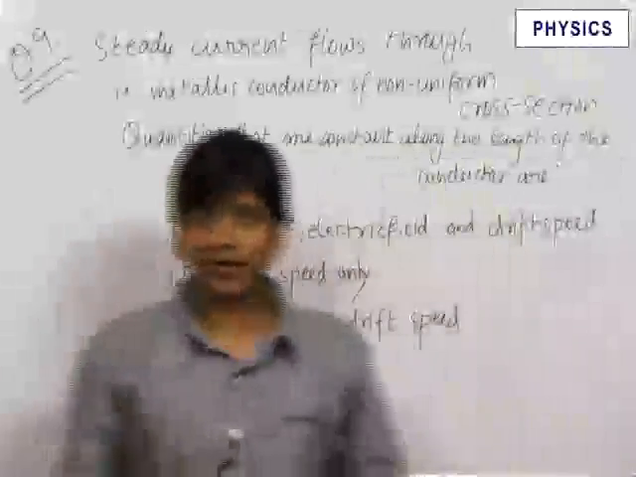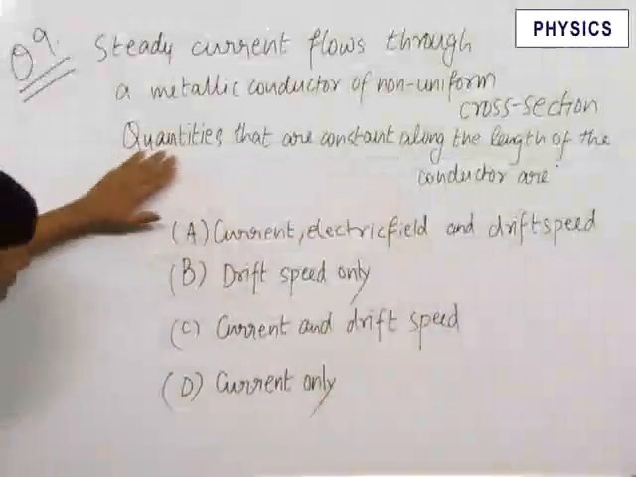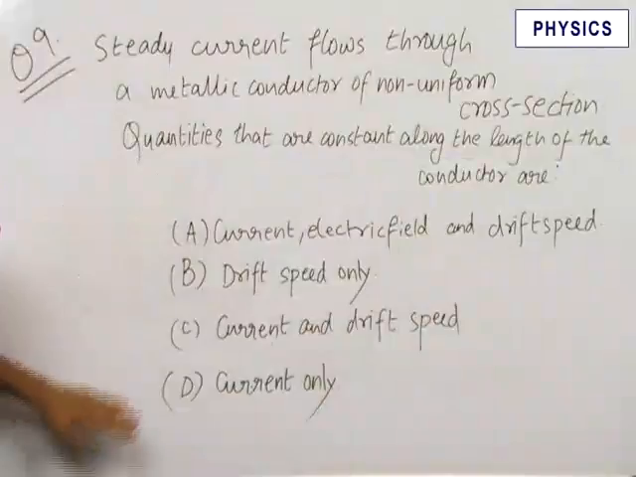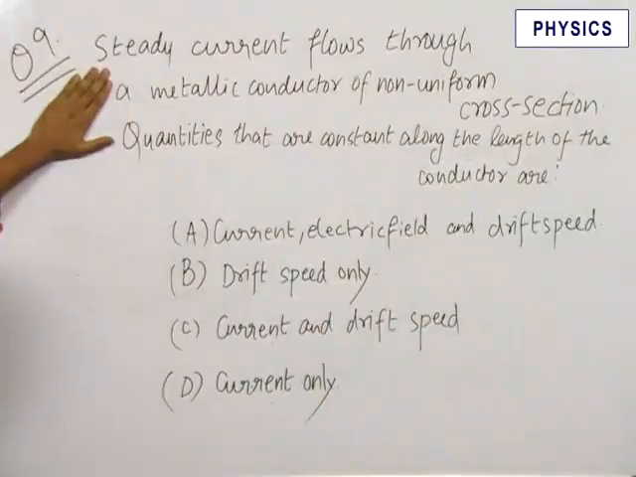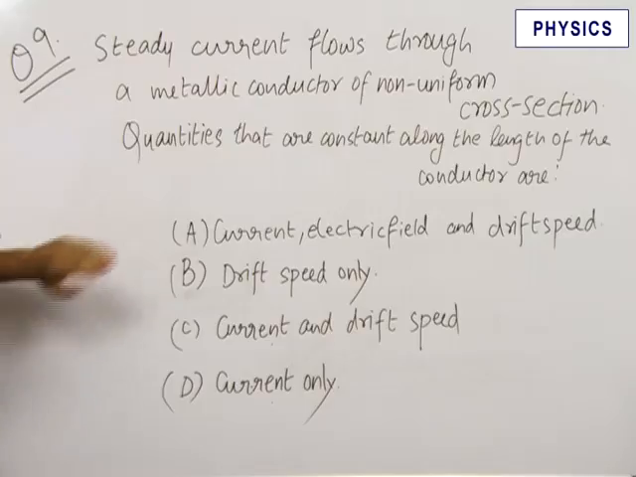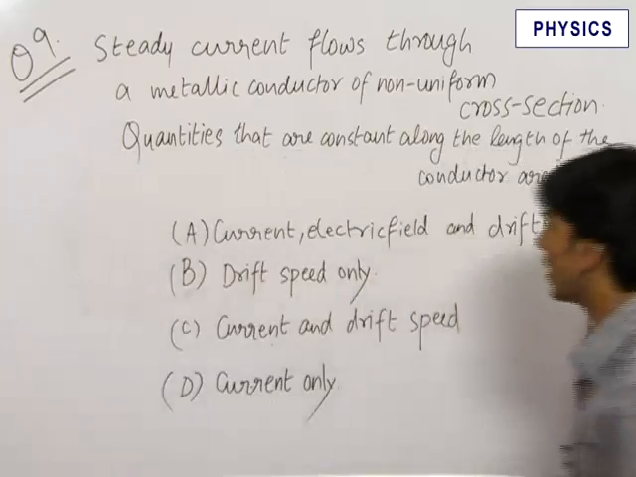The ninth question that we have is another question which appeared in JEE and is a very conceptual problem. It is given that a steady current flows through a metallic conductor of non-uniform cross section. We need to find out which of these quantities are constant throughout the length of the wire.